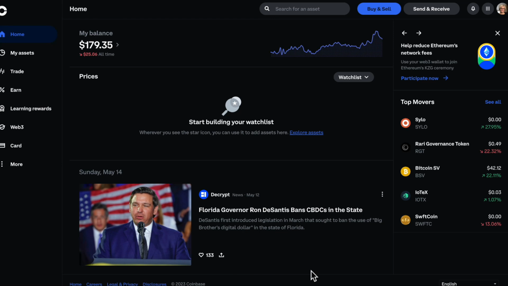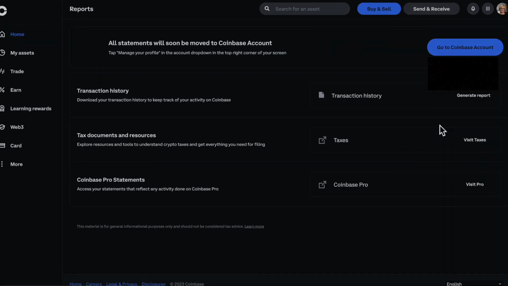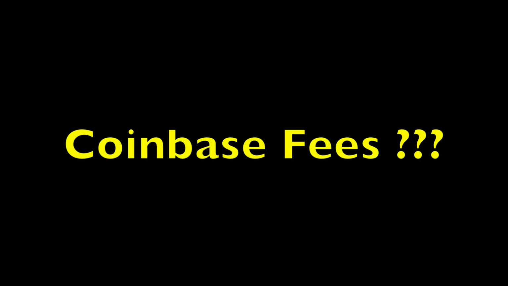To produce a report for yourself or for your taxes, go up in the upper right hand corner, click here. Go down to reports, and here you can do a complete transaction history and download it, or also there are reports you can produce for tax purposes. On the issue of Coinbase fees, my experience is that for larger transactions, the Coinbase fee is a lower percentage than if you're doing a $10 or $20 transaction.